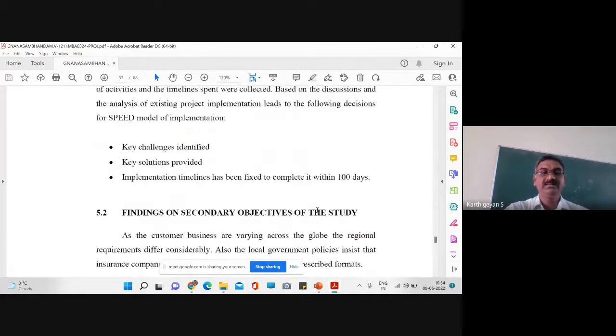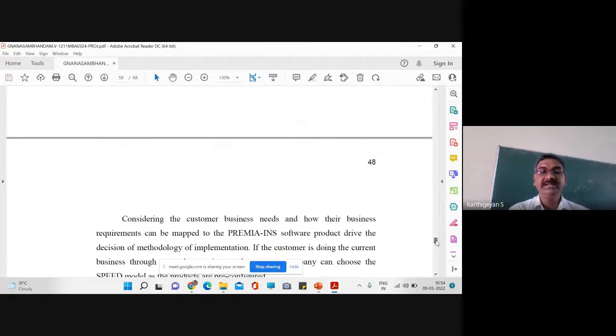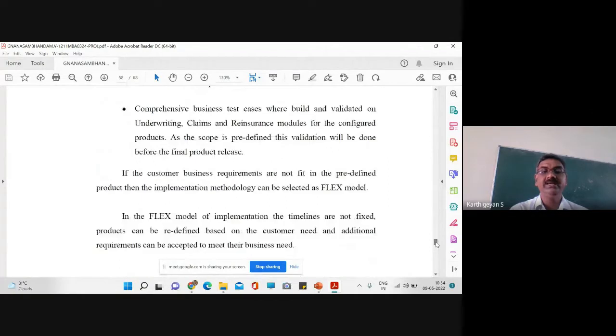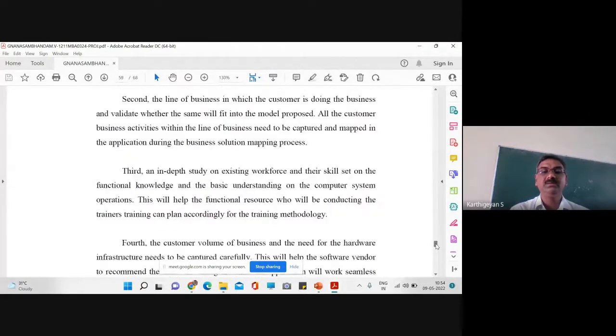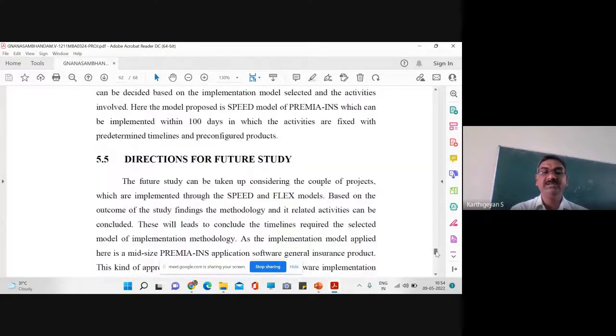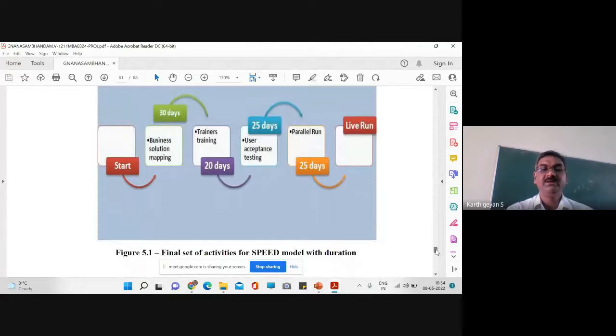So the findings, these are all the findings, right? The finding is that implementation timelines have been fixed to complete within 100 days. Instead of 170 days, he reduced it to 100 days by clubbing some of the activities together. I want to show this final set of activities for the speed model with the duration.